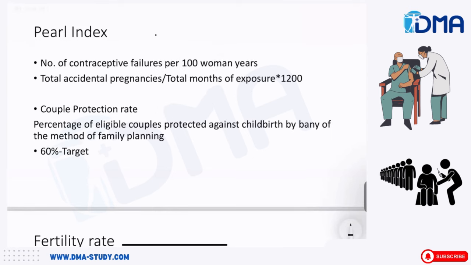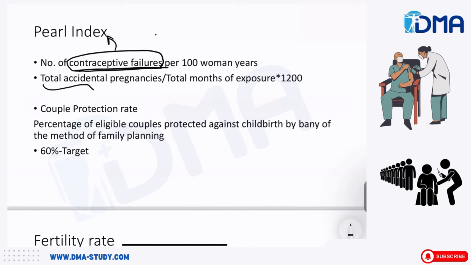So the next point I want you to remember is the Pearl Index. Pearl Index is one thing where you will note the failure of contraception. The contraceptive failure is noted by the Pearl Index. So you know that it is defined as the total accidental pregnancies divided by the total months of exposure into 1200.